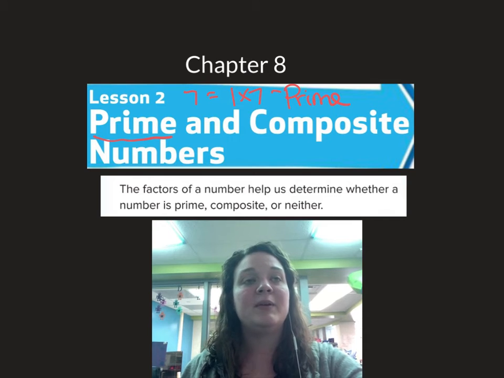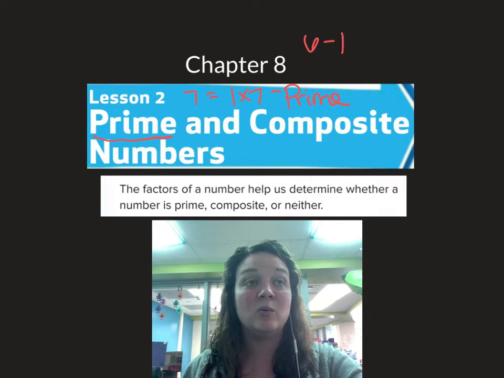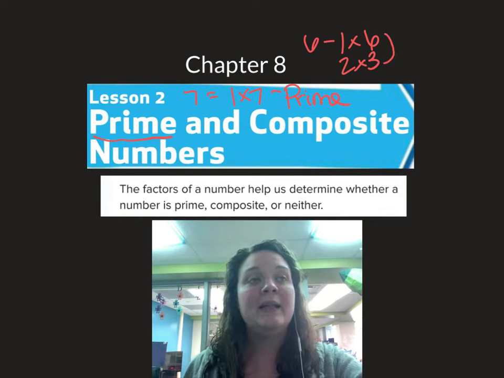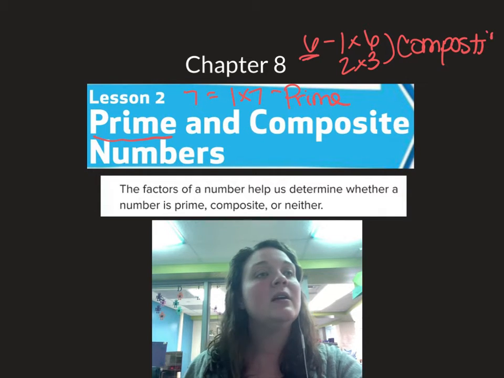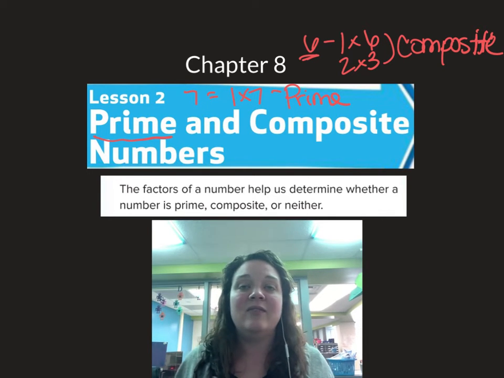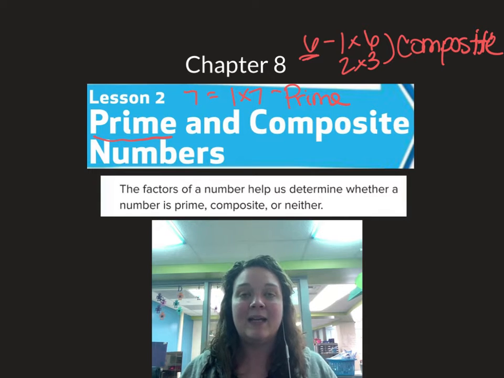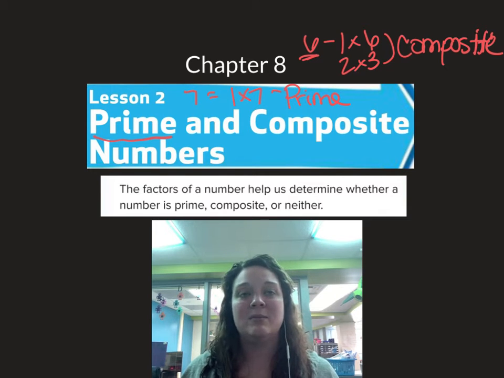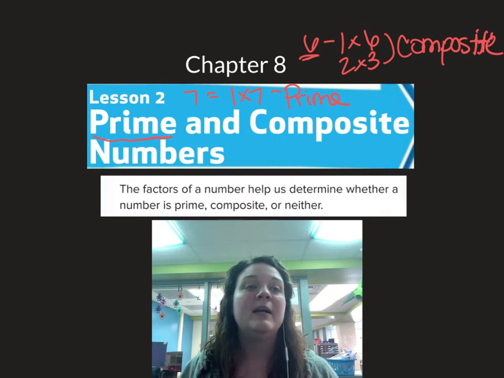Now if we look at a number like 6, we can do 1 times 6, but we can also do 2 times 3. Because it has more than one factor pair, 6 is called a composite. Composite, I-T-E. It's kind of like vowels and consonants. We have a couple of vowels and the rest of them are consonants. So basically, if it's not prime, it's going to be a composite number.